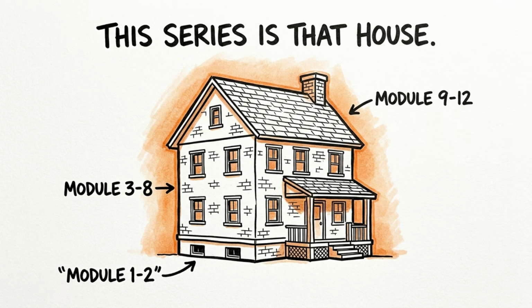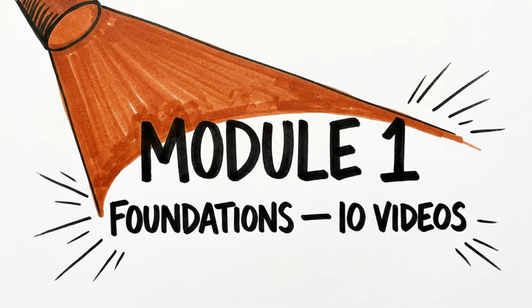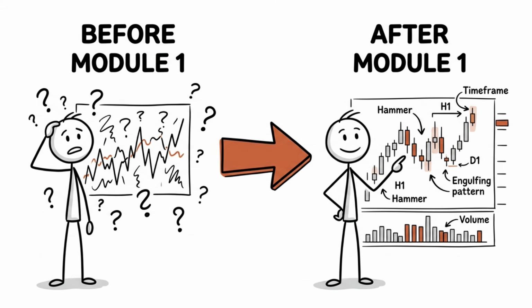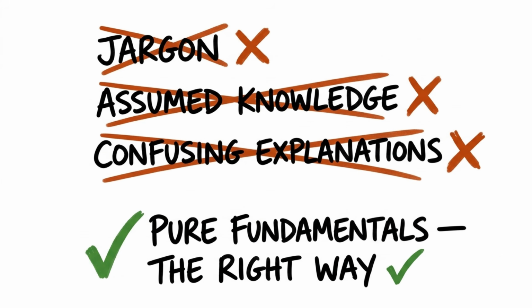Here is what 100 videos looks like when it is organized correctly. We start with Module 1, Foundations. 10 videos covering everything a complete beginner needs before touching a chart. What trading actually is, how markets work, who the real players are, how to read a candlestick, what time frames mean, how volume works, why most beginners lose money before they even understand what they are doing. No jargon, no assumed knowledge.